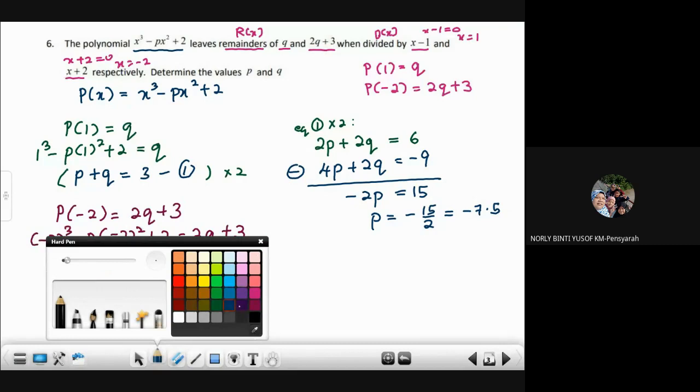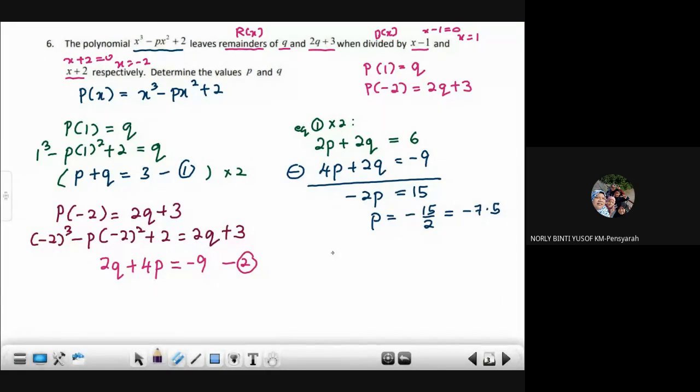Either one. After that, substitute into Q. Let's say you put negative 7.5 plus Q in either equation. Let's say equation 1 equals to 3. Then you find the value of Q. You will have 3 plus 7.5. Q equals to 10.5. So that is your value of P and Q, to determine the value of P and Q.